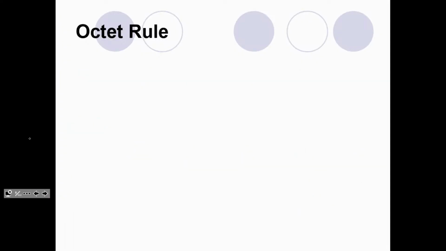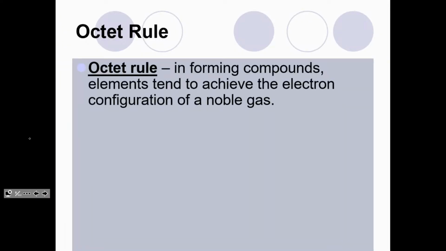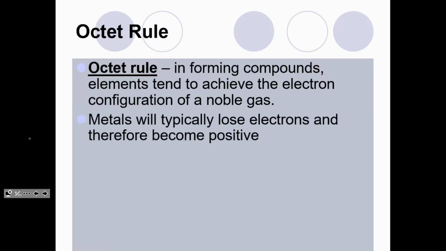So let's talk about the octet rule. Elements want to be stable. They don't want to be unstable. In forming compounds, elements try to achieve the same electron configuration as a noble gas. Metals will typically lose electrons and become positive. Metals lose and become positive.